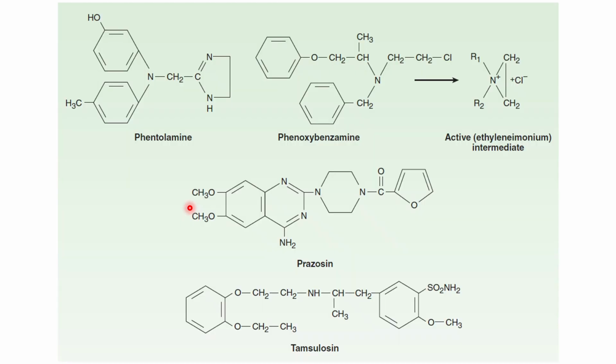So this is phenoxybenzamine, an irreversible antagonist covalently linked to the receptor. The drug also inhibits reuptake of released norepinephrine by presynaptic adrenergic nerve terminals and blocks histamine, acetylcholine, and serotonin receptors as well as alpha receptors.